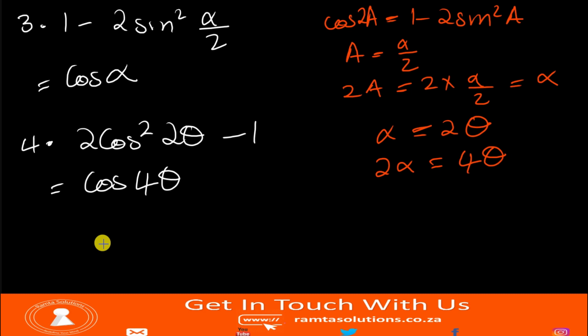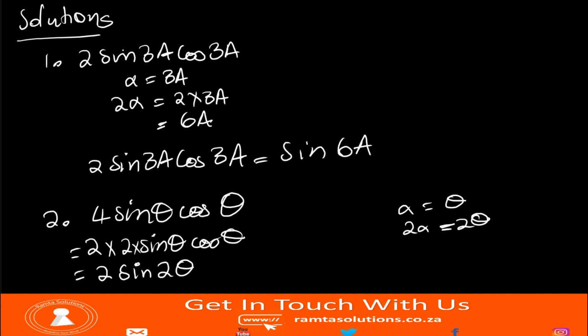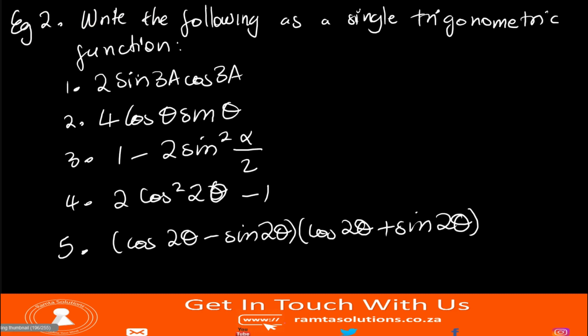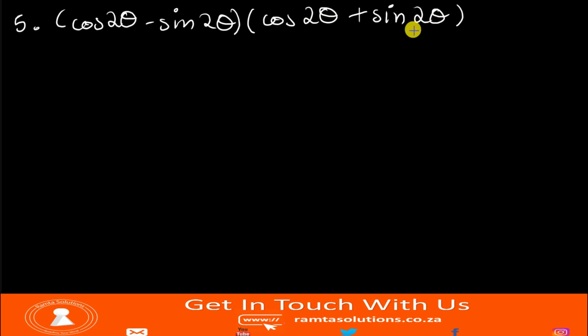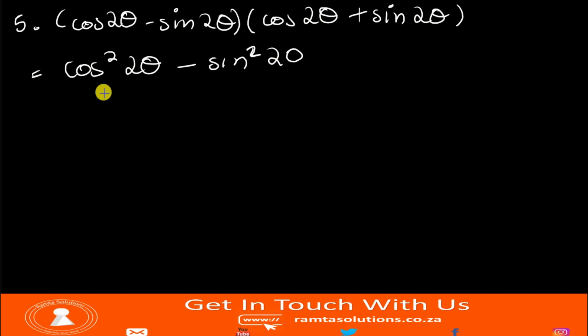All right? Perfect. Did we have number 5? Number 5, we had open bracket cos 2 theta minus sine 2 theta, close bracket, open bracket cos 2 theta plus sine 2 theta, close bracket. So this is a difference of 2 squares. So it will reduce to cos square 2 theta minus sine square 2 theta, simply because it's a difference of 2 squares. As you can see, it is one of the formulae for double angle, right?